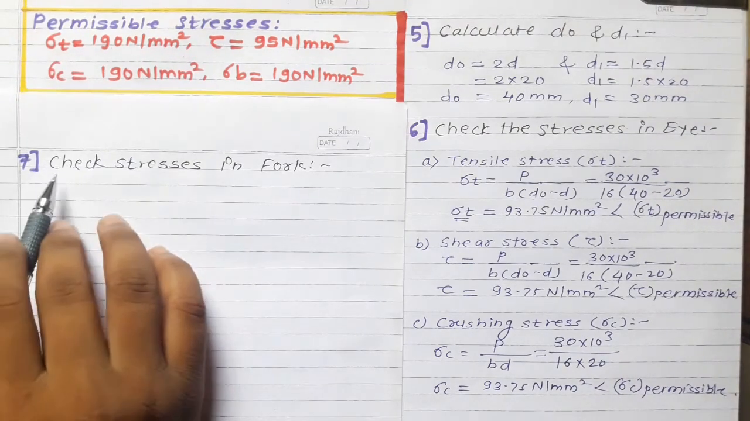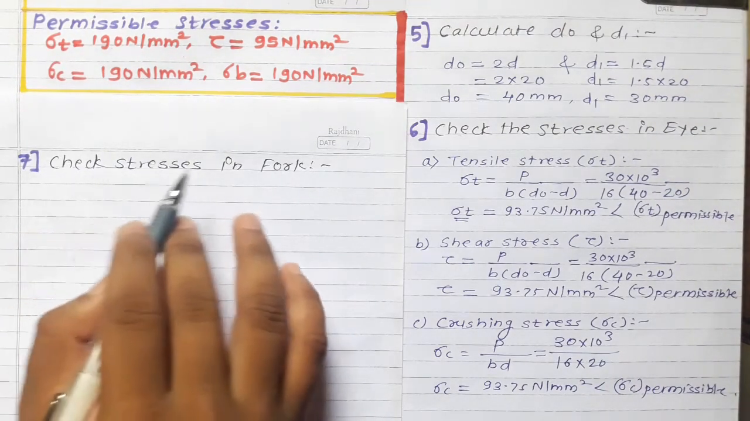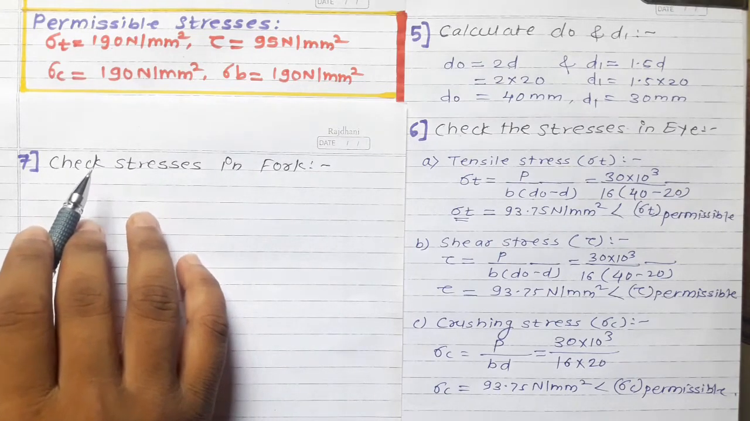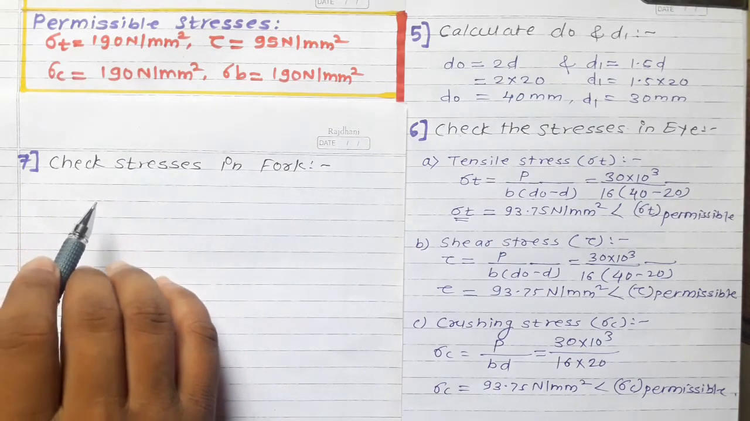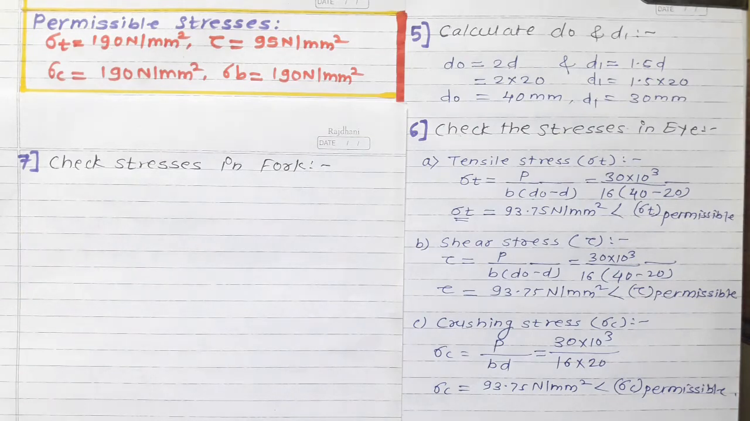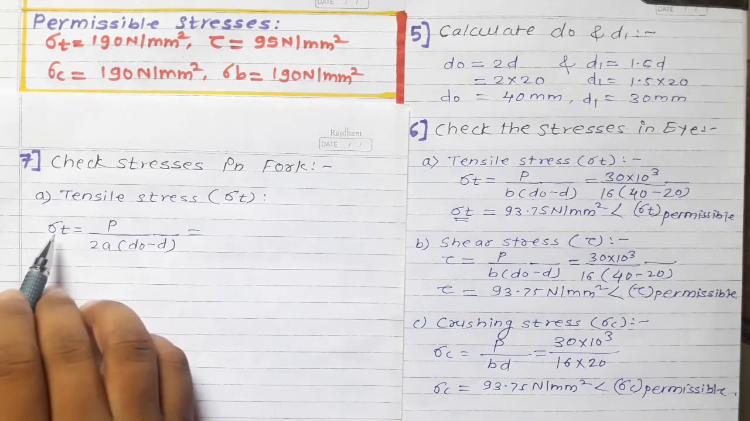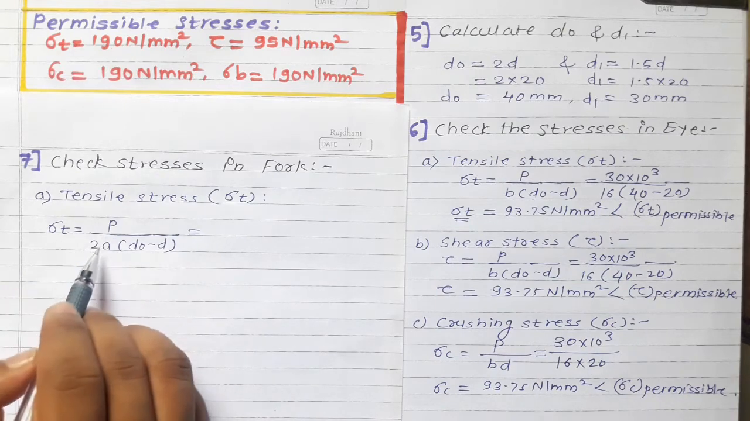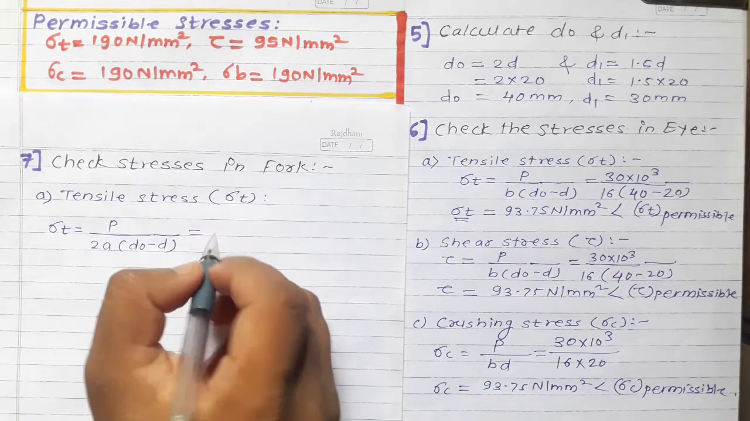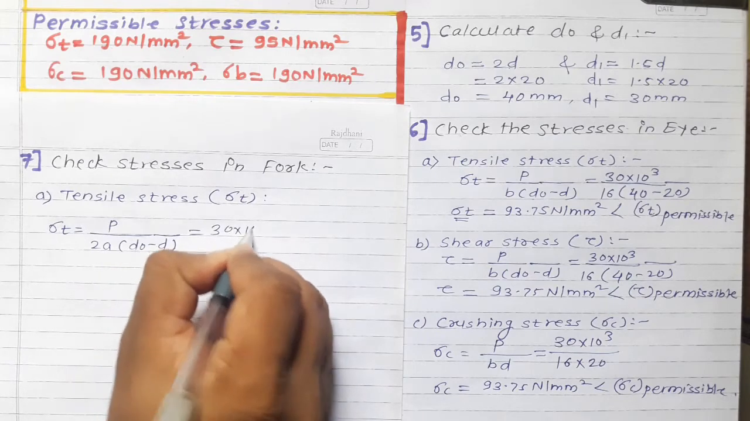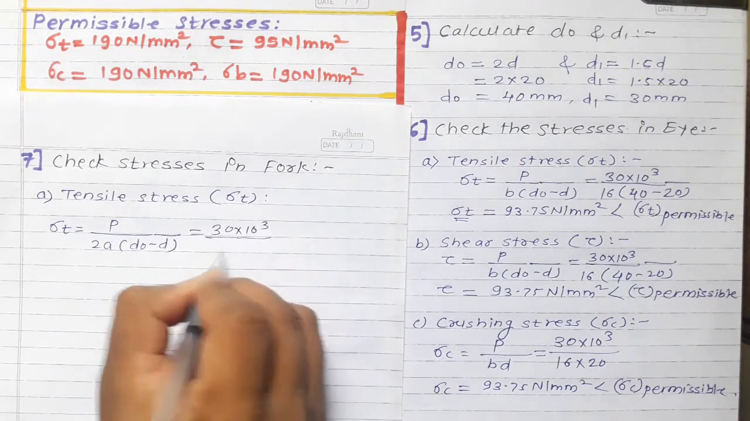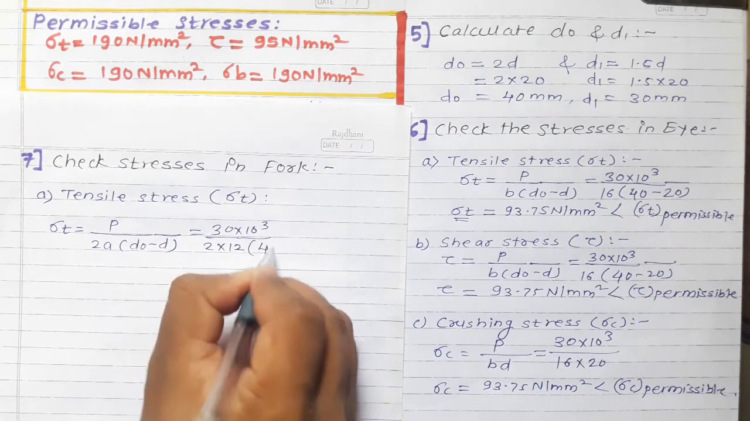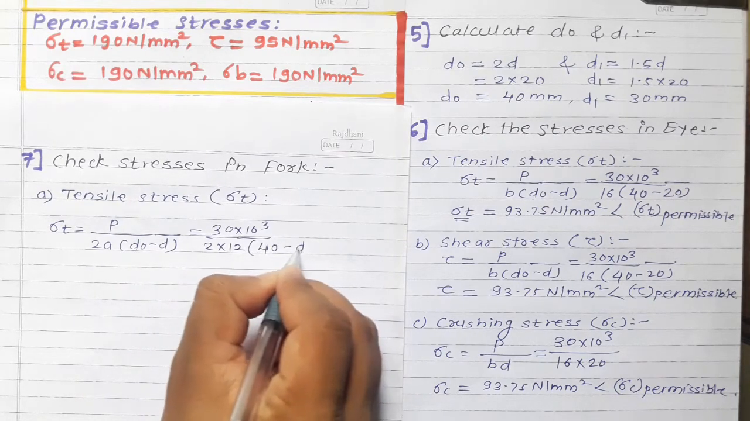Now in the last step, that is 7th step, we have to check the stresses in fork, and we have to check tensile stress in the fork, shear stress and crushing stress in the fork. So let us check one by one. Now the equation of tensile stress in the fork is given by sigma T is equal to P upon twice A into dO minus D. So now let us put the value of P here. P is 30 into 10 raised to 3 Newton, then A is 12 and dO is 40 and small d is 20.